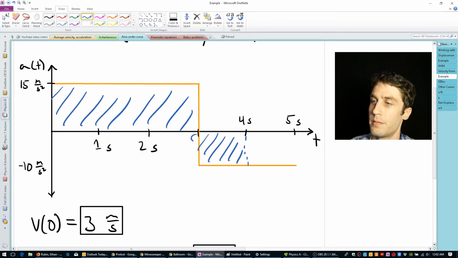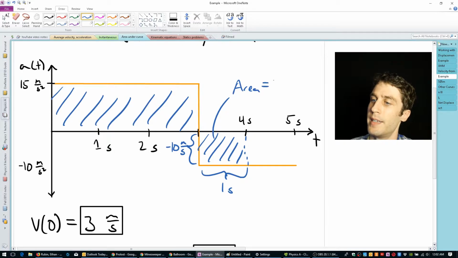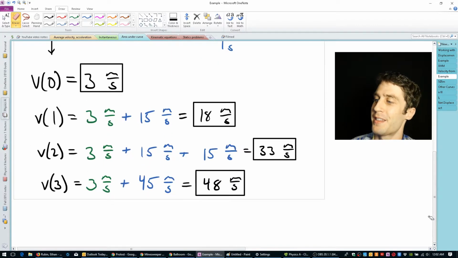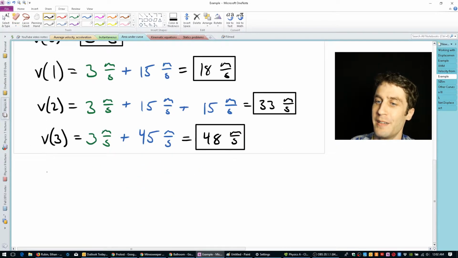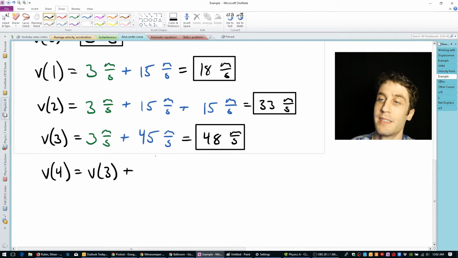Why minus? Well, because the height of this is negative 10 meters per second squared, and the width is 1 second. And that means the area is negative 10 meters per second. Well, we already found the velocity up through the first 3 seconds, and so this is yet another way of doing this. v of 4 seconds is equal to the velocity after 3 seconds plus the new area. And the new area was negative 10 meters per second.